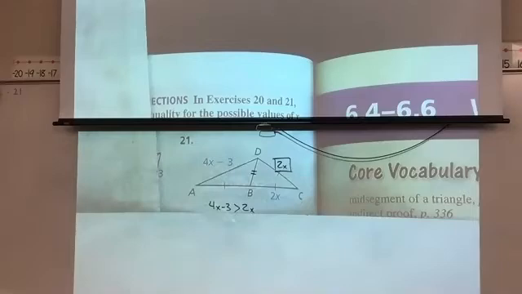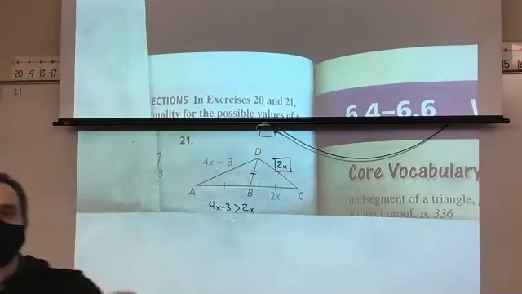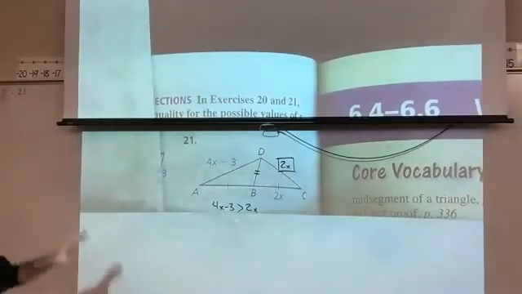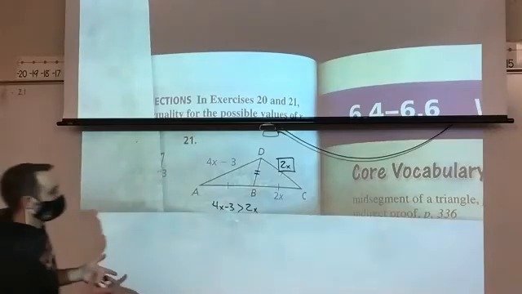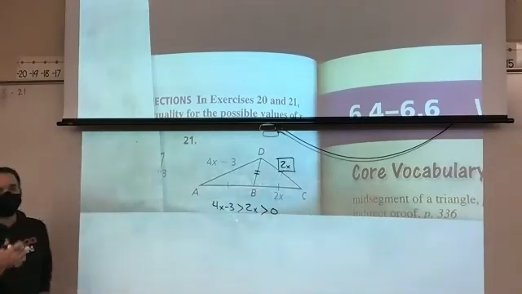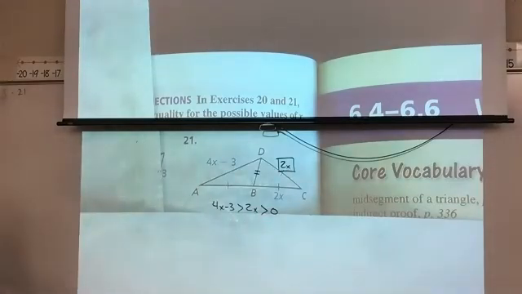Okay. But any side of a triangle has to have a length, right? Can it have a negative length? No. Can it have a 0 length? No. So I know that 2x needs to be bigger than 0. Right? It has to have some length to it.